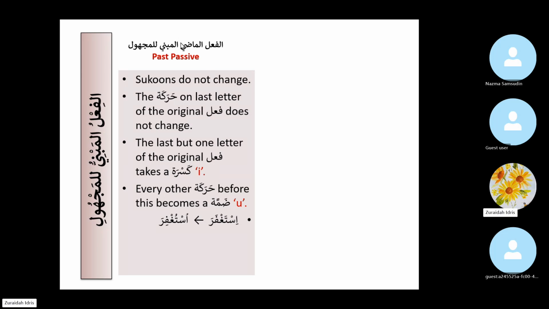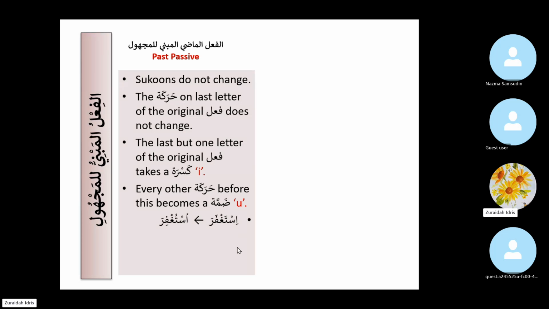Now, for the madin, the letter before that will have a kasra. First thing, the ending remains. For madin, the letter before that is kasra. Then everything else, dhamma. That's where you get your u, i sound.